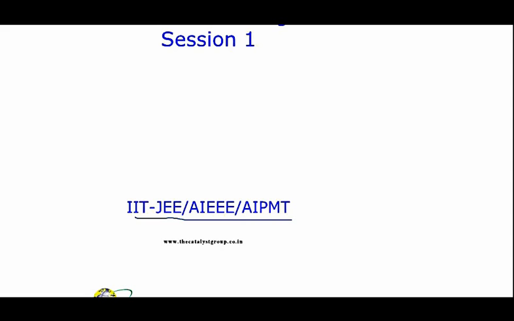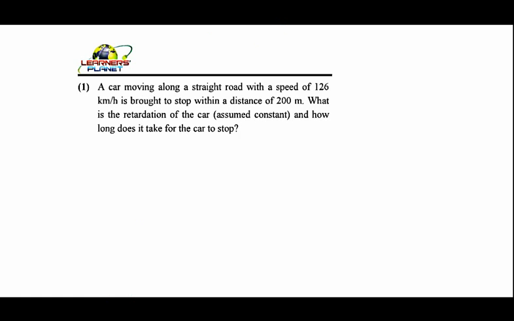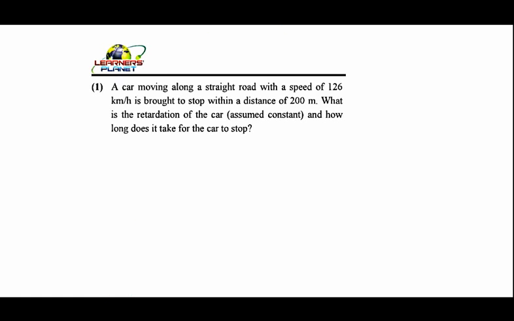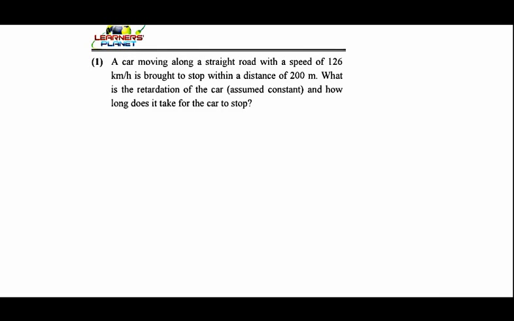Now friends, without wasting much of our time, let us straight away start with the first question that is right on your screen. Let us read it out. A car moving along a straight road with a speed of 126 km per hour is brought to stop within a distance of 200 meter. We are supposed to calculate the retardation of this car, which is assumed to be constant, and how long it takes for this car to stop.